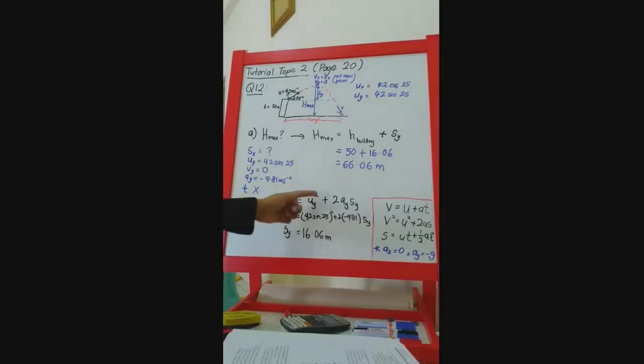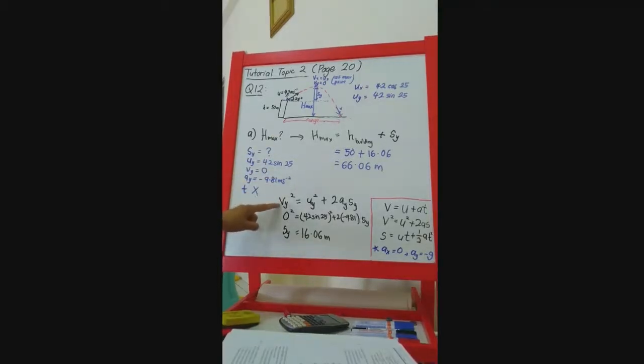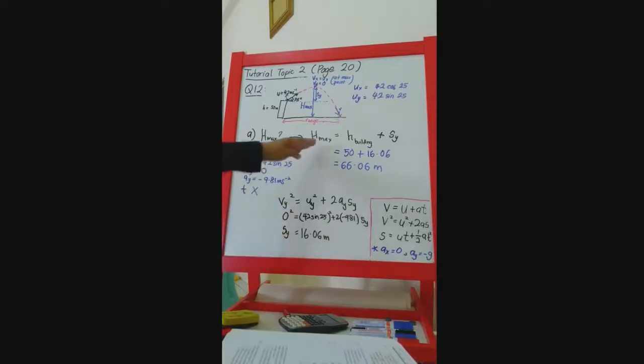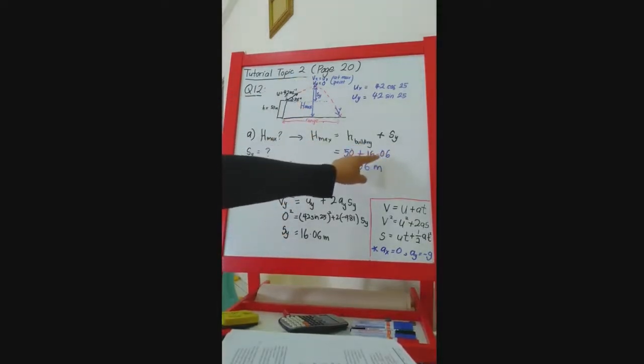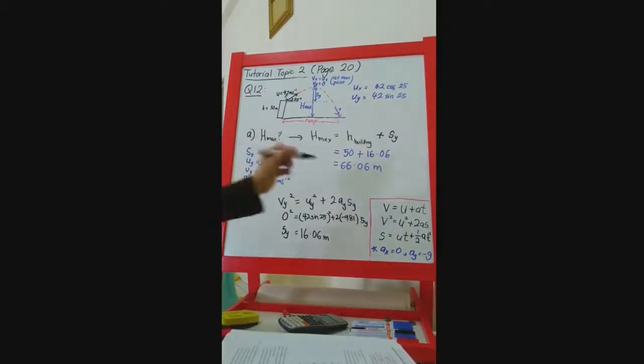So, v squared equals u squared plus 2as. Please remember, for projectile motion, you need to label whether you are doing x or y component. So you have Vy equals 0, Uy is this one, Ay is negative 9.81, Sy is what we're going to find. So rearrange, you get Sy equals 16.06 meters. This is not the end because it asks you to find the maximum height. Your Sy, you need to add with the height of the building, get the answer 66.06 meters.